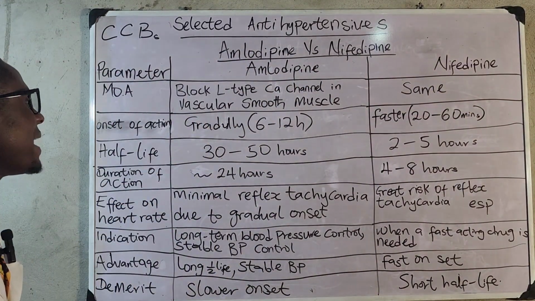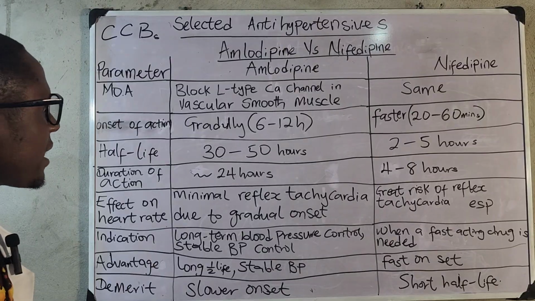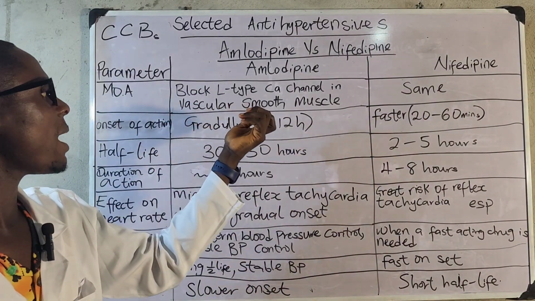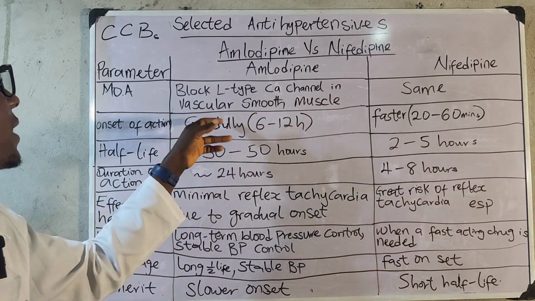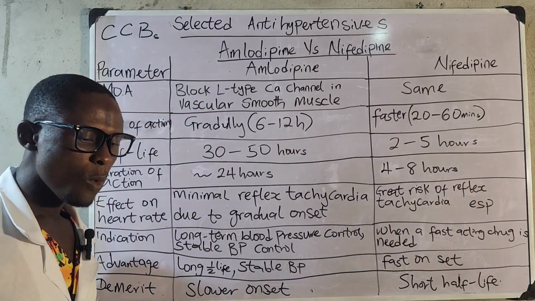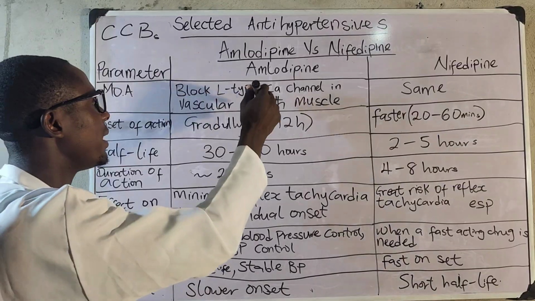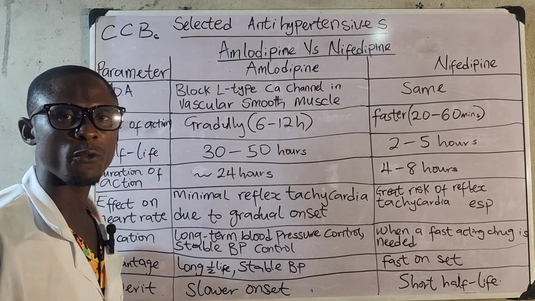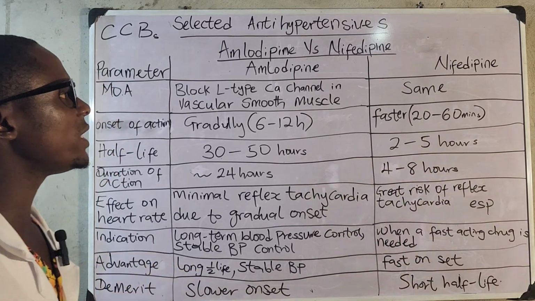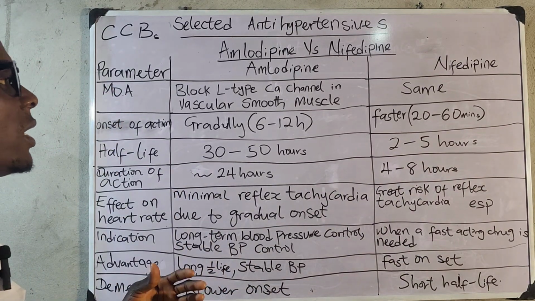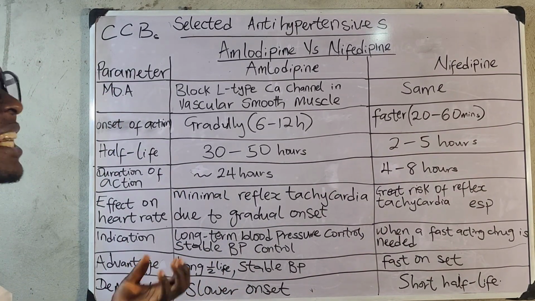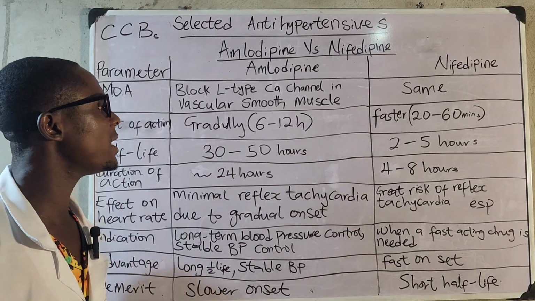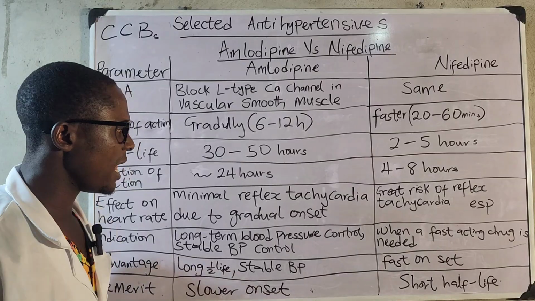Now let's talk about their mechanism of action. They have the same mechanism of action. They block the L type of calcium channels in vascular smooth muscle. What this means is that calcium is actually present in most smooth muscles, of which they cause what we call vasoconstriction. And know that when there is vasoconstriction, it will increase the peripheral vascular resistance, thereby increasing blood pressure. Let me explain this.